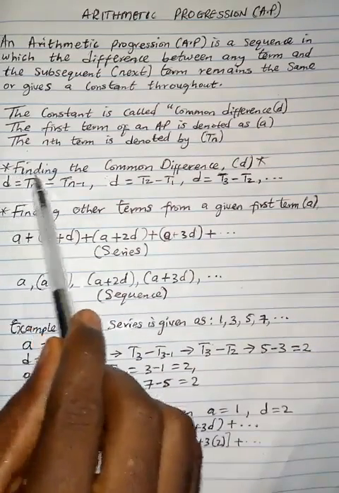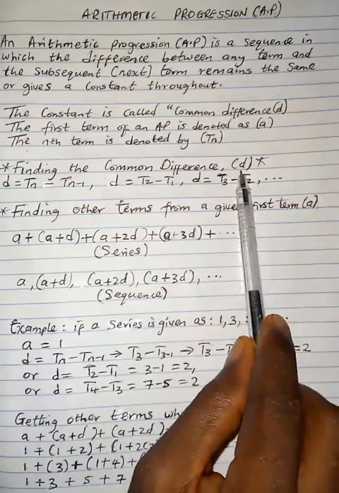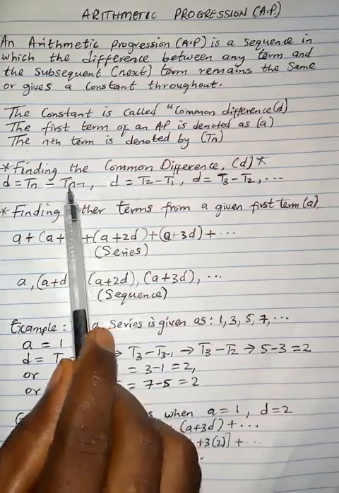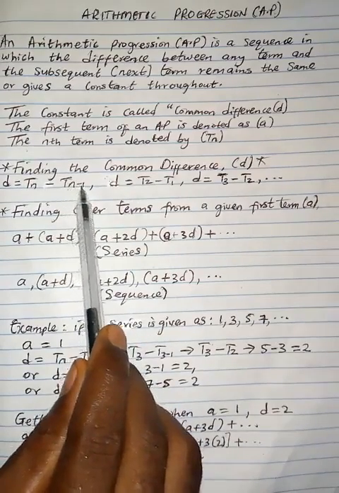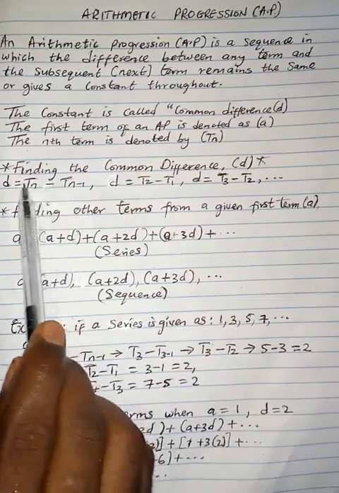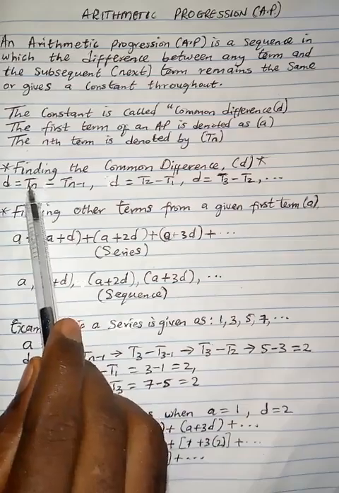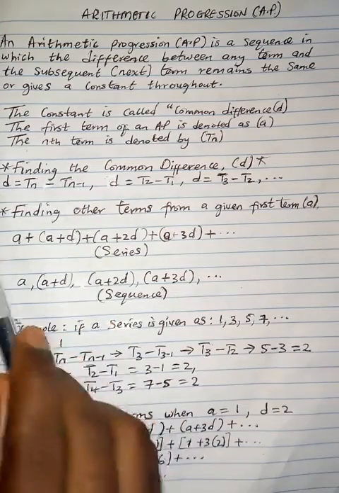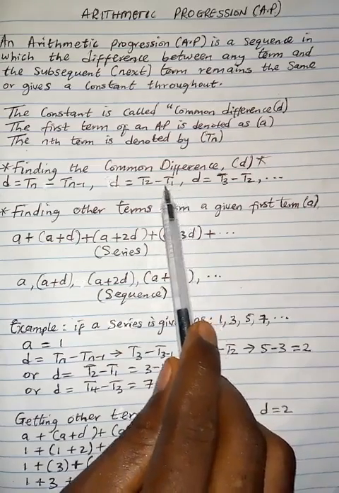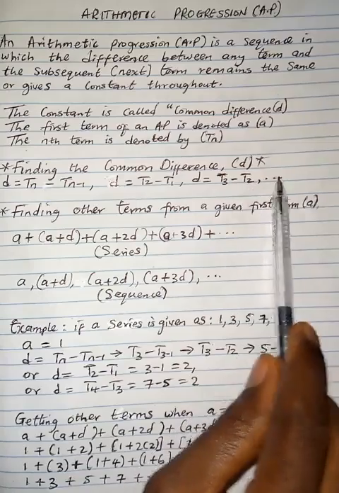Now we have finding the common difference. The common difference is equal to D. For us to find it, the formula is Tn minus Tn minus 1. That is, if you find that n has reduced by 1, that's n minus 1, and n is still what it is. That means the bigger one minus the smaller, or the first minus the previous. Or you say T2 minus T1. If this one is also 1 less than this, T3 minus T2 or T4 minus T3.